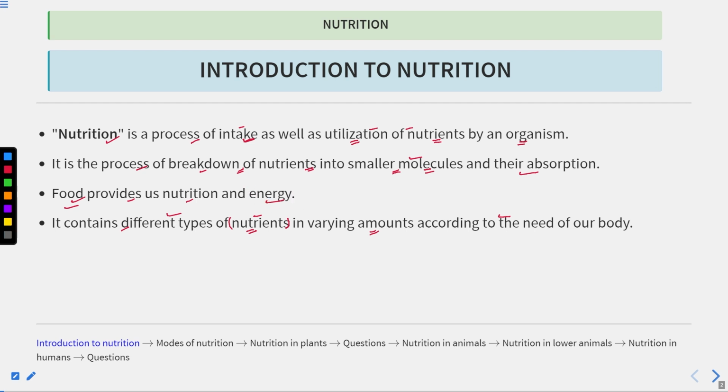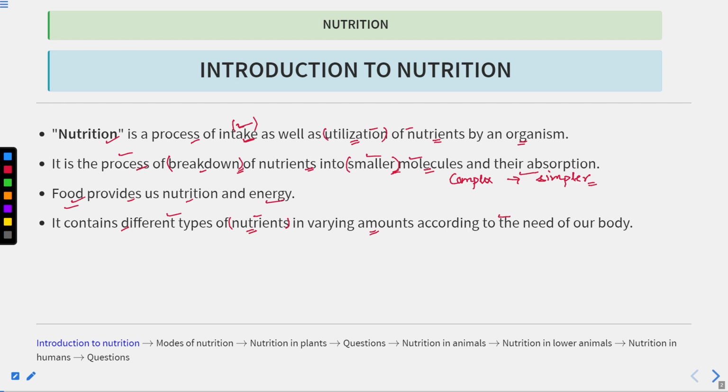So in a nutshell, what is nutrition? Nutrition is, first, intake. So you have to remember these terms. First, it is the intake of the food. And second, utilization of the food. And what happens during the process of nutrition? Breakdown of complex food into smaller molecules. So you can write that the complex molecules are broken down into simpler or smaller molecules.